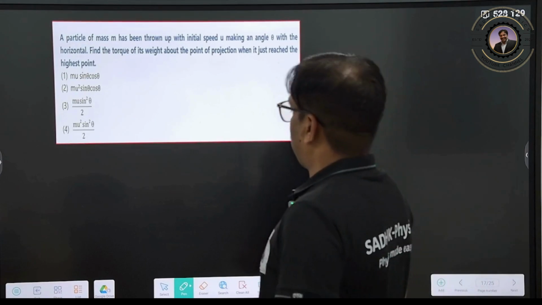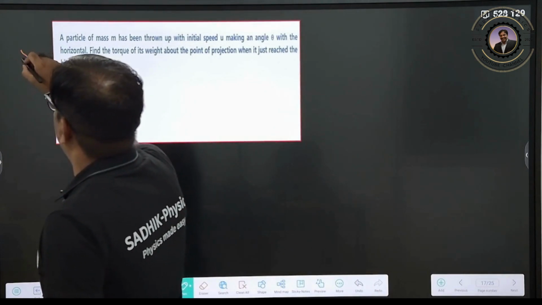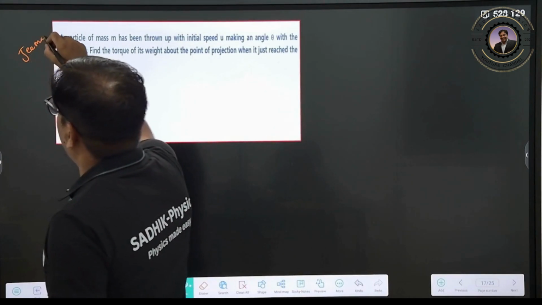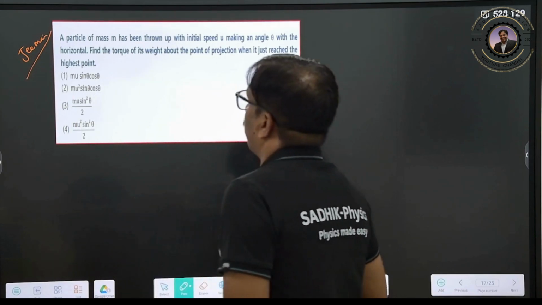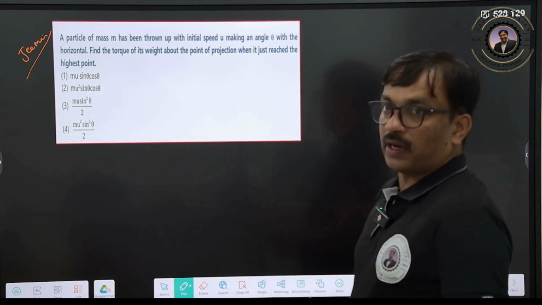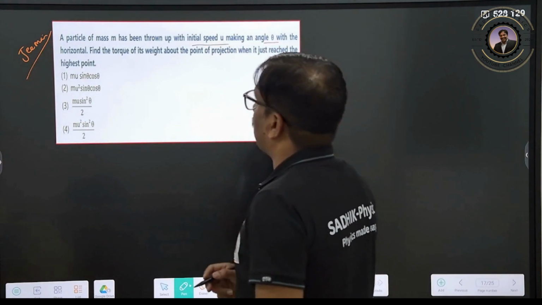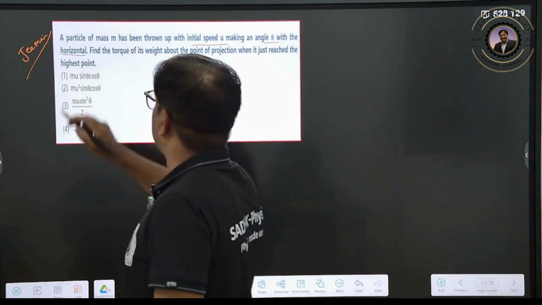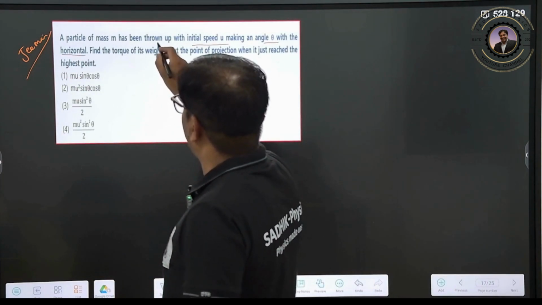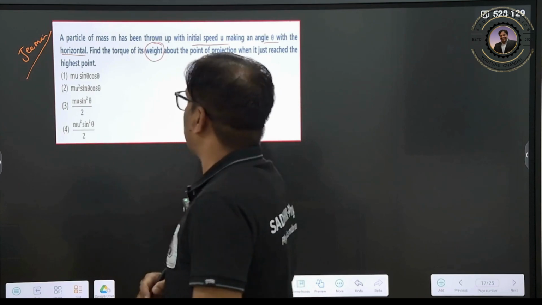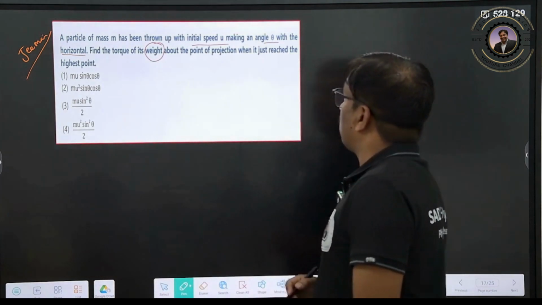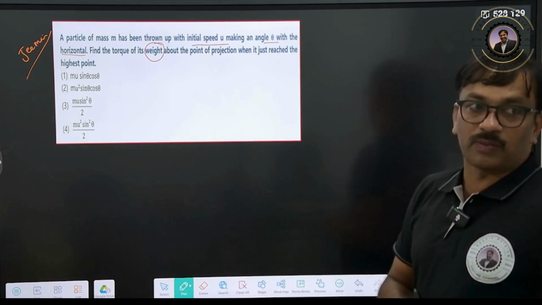Here is one of your JEE Main questions. A particle of mass m is thrown up, right? We are throwing it up with an initial speed of u, making an angle theta with the horizontal. Find the torque of its weight, that means mg, about the point of projection when it has reached the highest point.